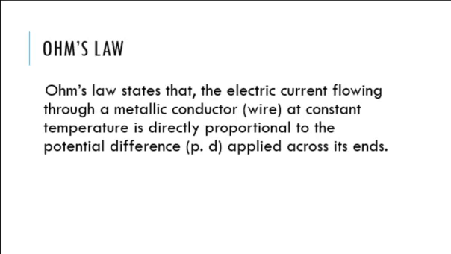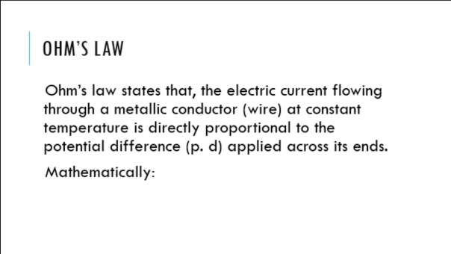Ohm's law states that provided that temperature remains constant, the electric current that flows through a metallic conductor is directly proportional to the potential difference applied across its ends. If we look at this definition, there are key things there. One, temperature must remain constant. Two, the current that flows through a metallic conductor is directly proportional to the potential difference across the ends of the conductor.